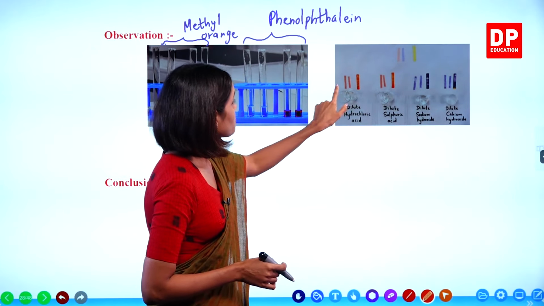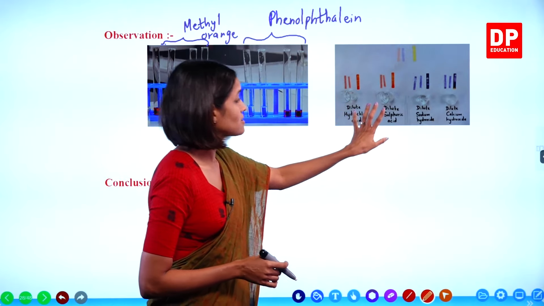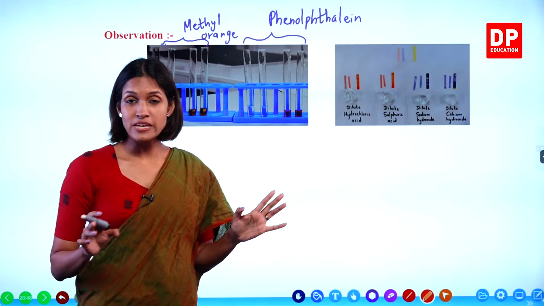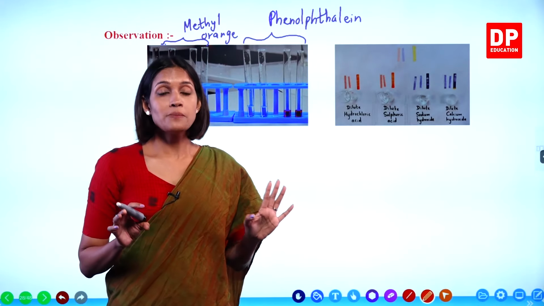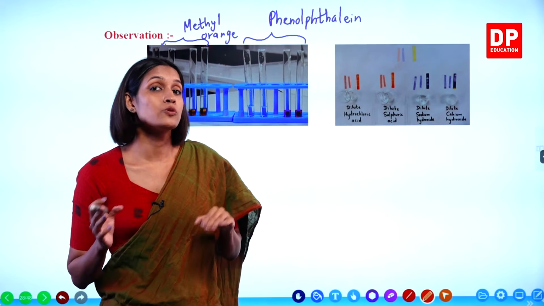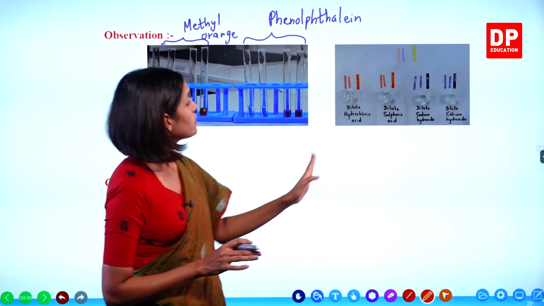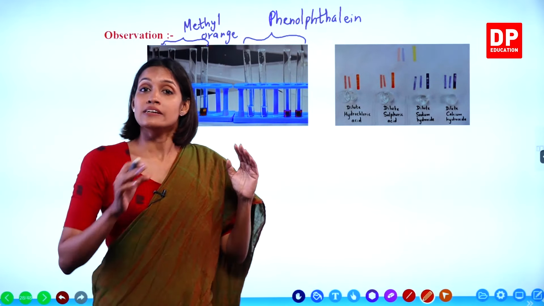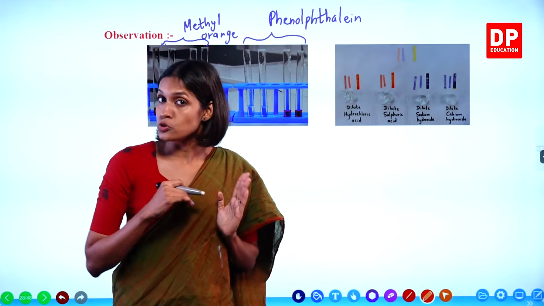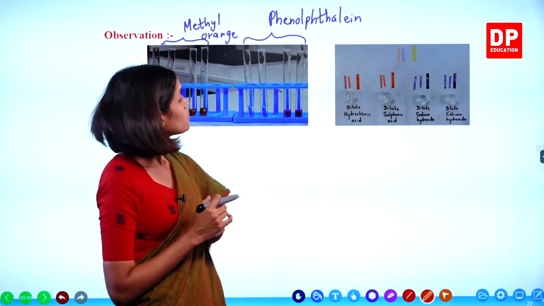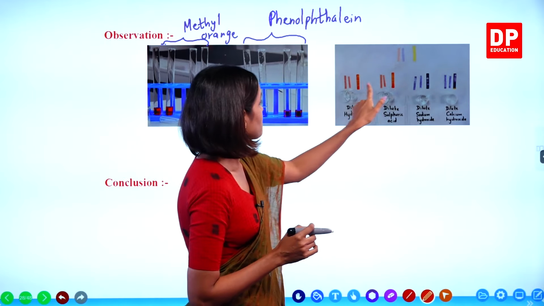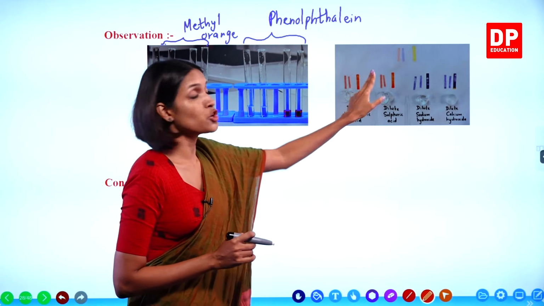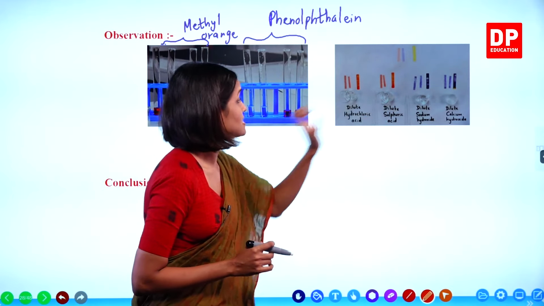Look at the color of the litmus paper with acids. You all know that it is always red in color. It means red litmus paper does not change the color but blue litmus turns red. Okay. But with the bases, the color of litmus is always blue color. Red litmus turns blue but blue litmus does not change the color. Okay. What about the pH papers? You can see these pH papers, it is reddish orange color with acids.